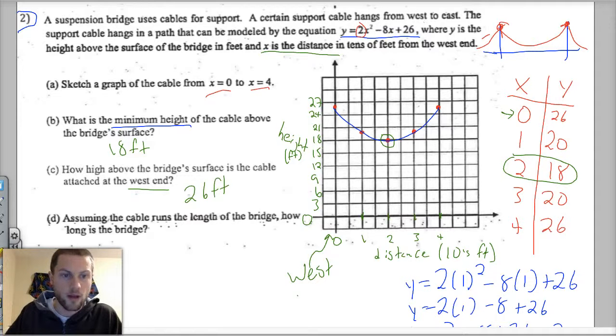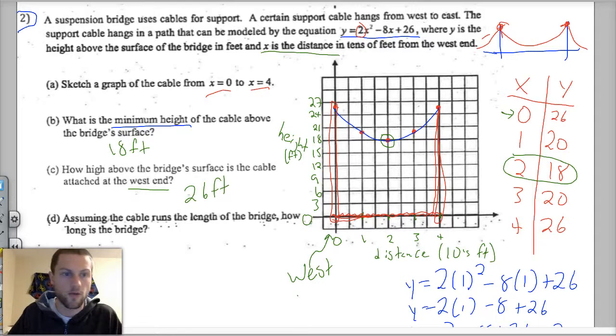All right, and then finally letter D here, assuming the cable runs the length of the bridge, I'm imagining that underneath this cable is my bridge, and we're saying that this is the entire length of the bridge. How long is the bridge? So if my bridge is somewhere down here, and it is directly underneath the cables, you can picture here are your pillars that hold up this cable. How long is this bridge?